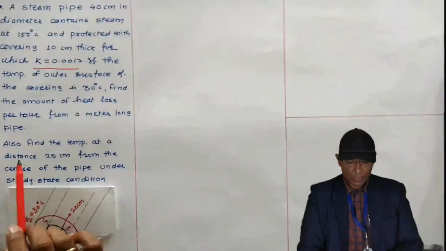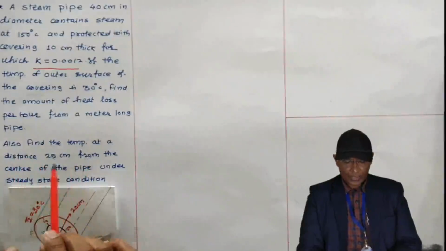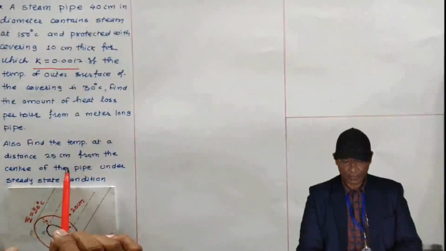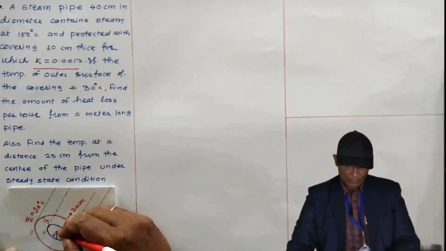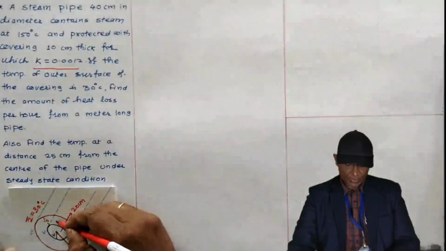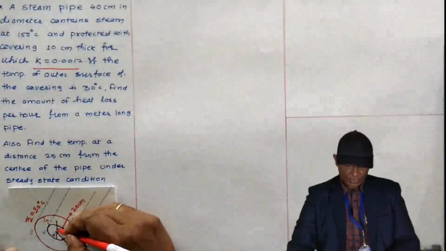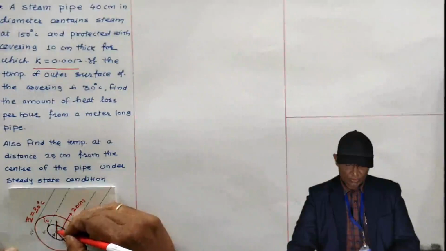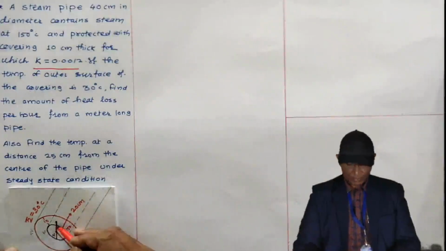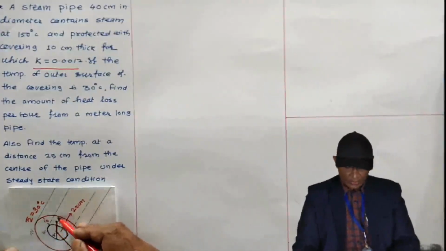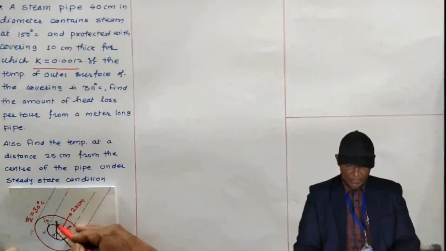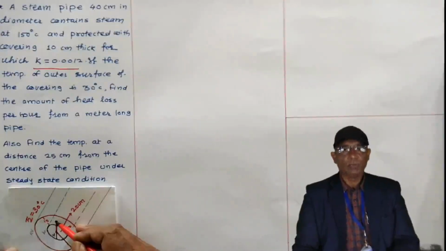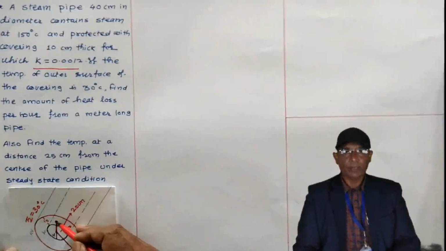And the second one is also: find the temperature at a distance 25 centimeter from the center of the pipe. We have to find out the temperature. This is the center of the pipe. Middle of the 10 is 5, and this much is what? 25 now, because the radius of the inner surface is 20 centimeter, the thickness is 10, and half of it is 5. The 20 plus 5 is 25, and at R equal to 25, we have to find out the temperature.